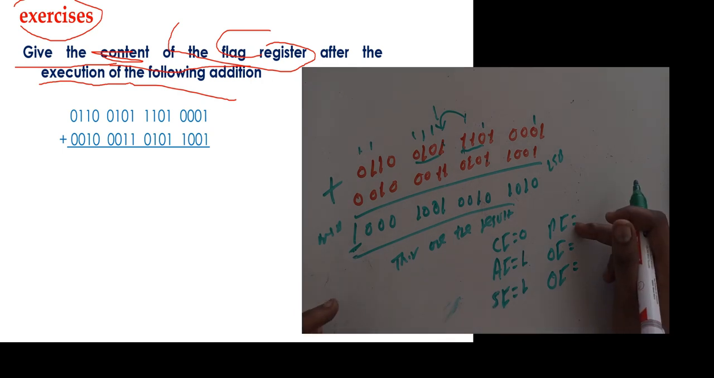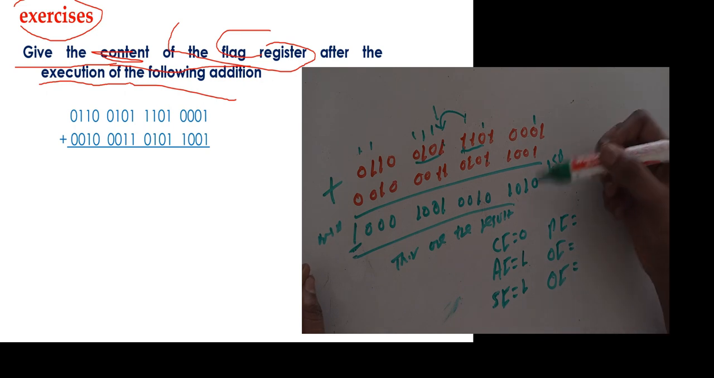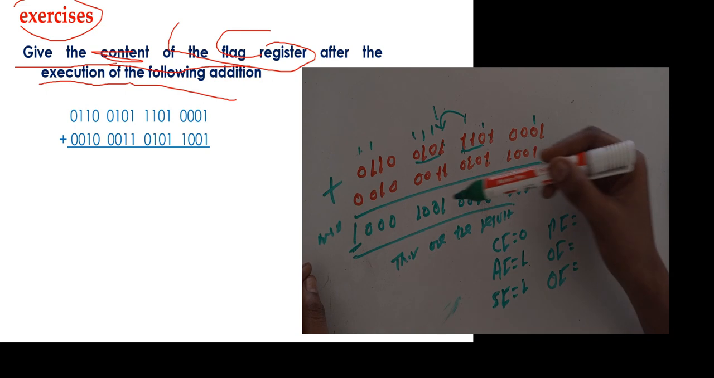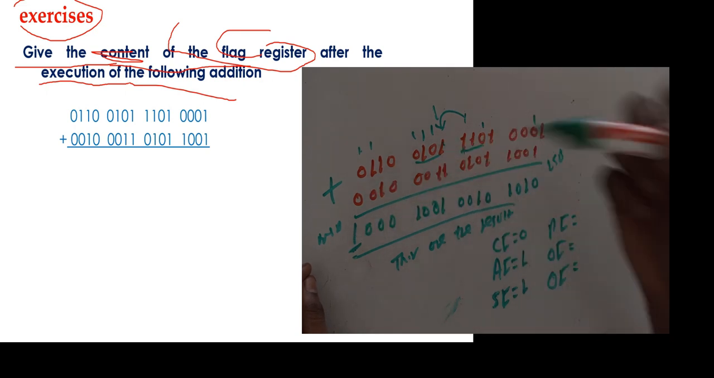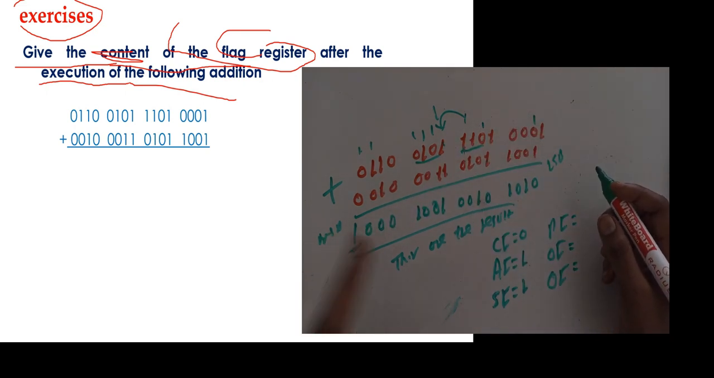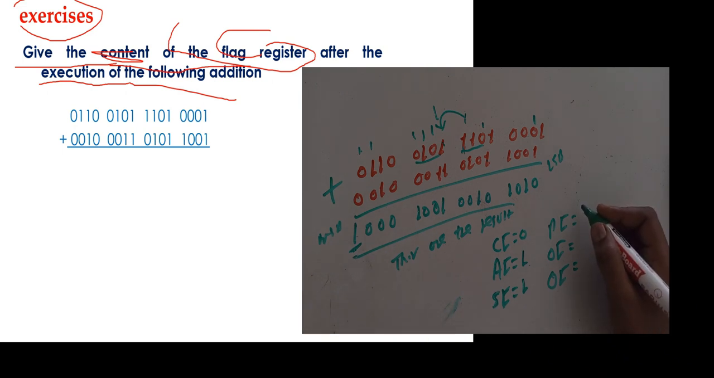Parity flag says that if the number of ones in the result is even, the parity flag is equal to 1. If the number of ones in the result is odd, the parity flag is equal to 0. So let's count the number of ones in the result: 1, 2, 3, 4, 5, 6. The number of ones is 6. 6 is even, so our parity flag is equal to 1.